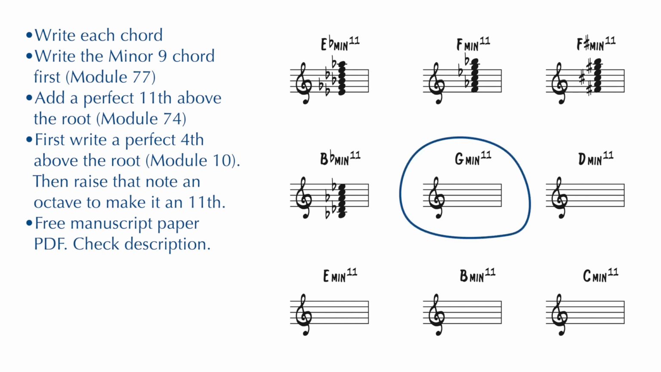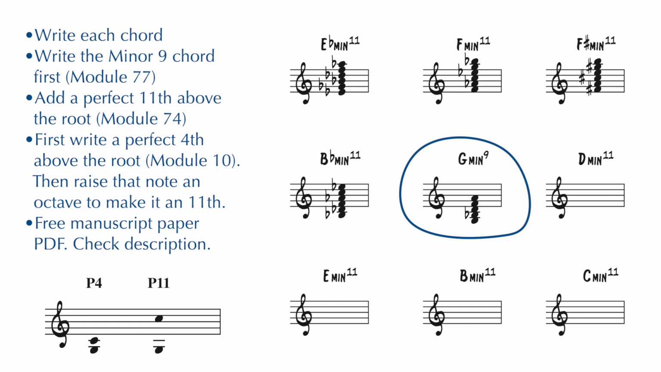Number 5, G minor 11. First write a G minor 9 chord. That's going to be G, B flat, D, F, and A. Now we add the perfect 11th above the root by first writing the perfect 4th above the root. The root is G. Perfect 4th above that is C. Raise that note an octave. There's our perfect 11th. And now we have G, B flat, D, F, A, and C, or G minor 11.